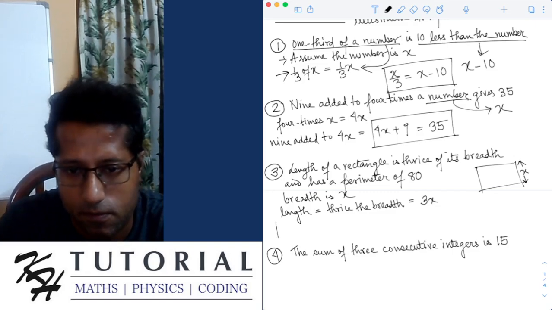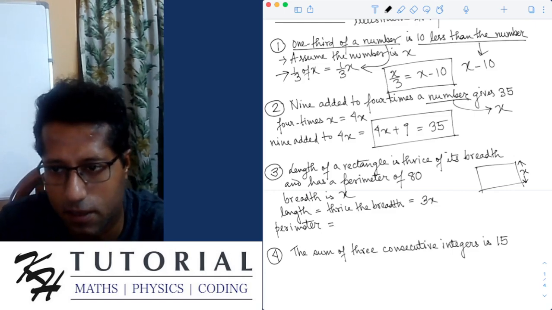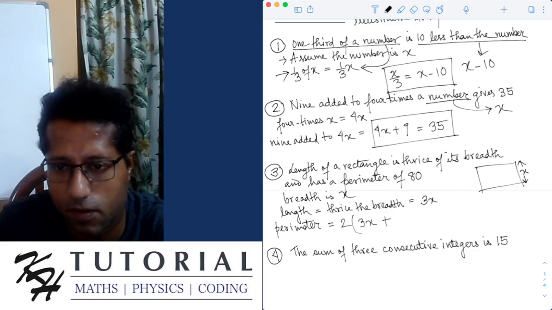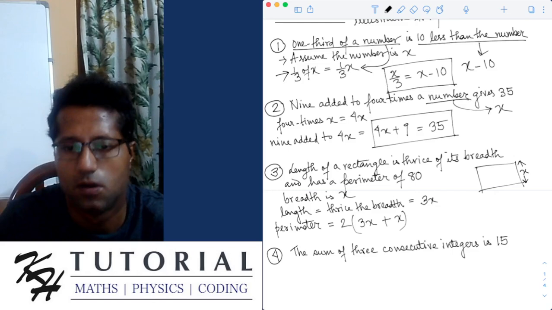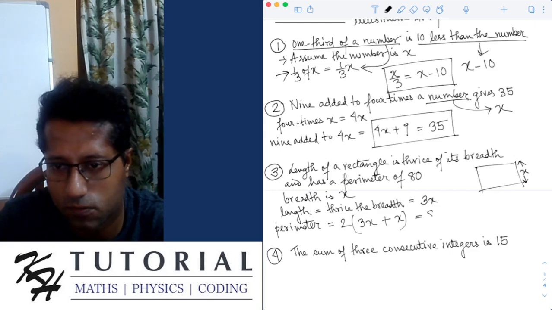So now we know that the perimeter of the rectangle is 2 into length plus breadth. The length we know is 3x, and the breadth we have assumed is x. So this is given as 80, so this is equal to 80.